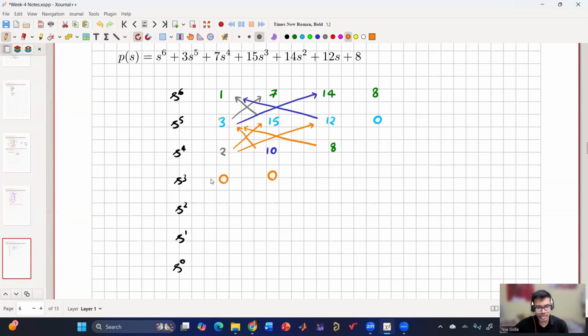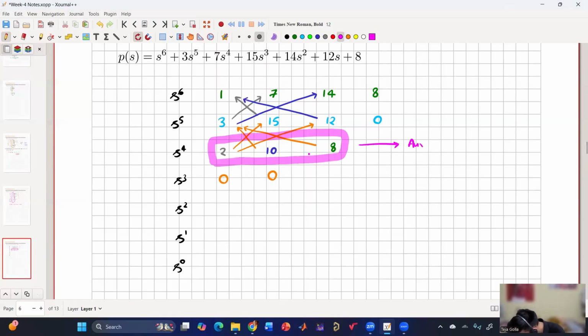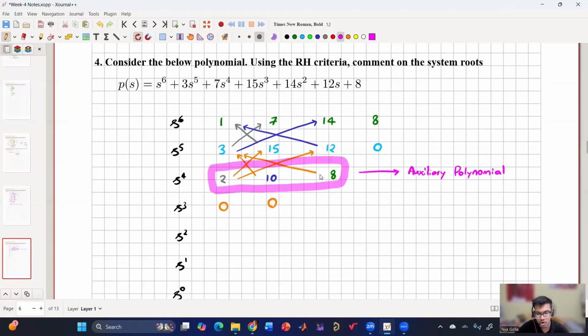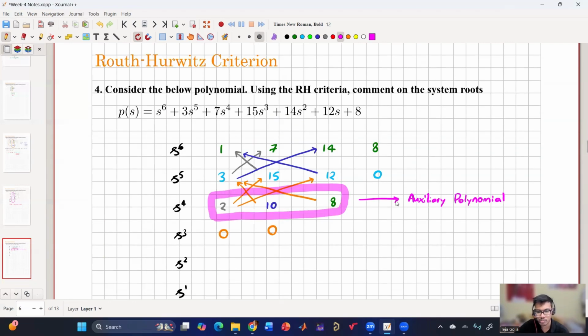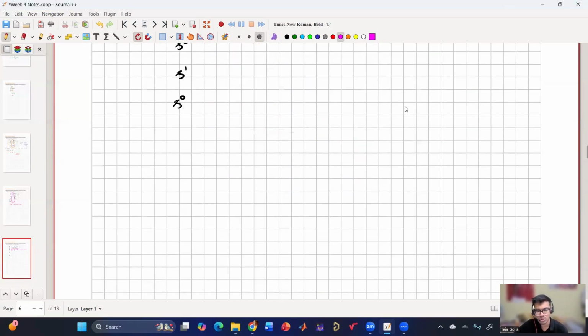If the entire row becomes 0, the polynomial above that row is called the auxiliary polynomial. And the auxiliary polynomial is a factor of the given polynomial. So if I find the roots of this polynomial, those are also roots of the given polynomial. So these are the conditions of the auxiliary polynomial.